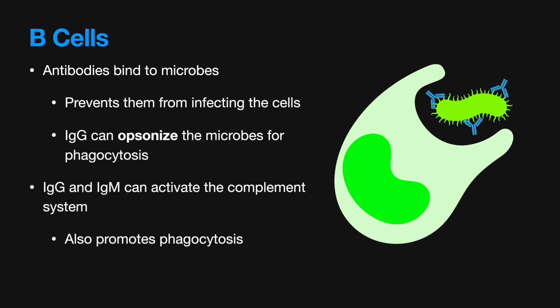Additionally, a specific type of antibody called IgG can opsonize the microbes by coating their surface. Opsonization activates phagocytes to consume the pathogen, so essentially IgG makes the pathogen more tasty to the phagocytes. IgG and IgM can also activate the complement system for pathogen killing, as well as for promoting phagocytosis.